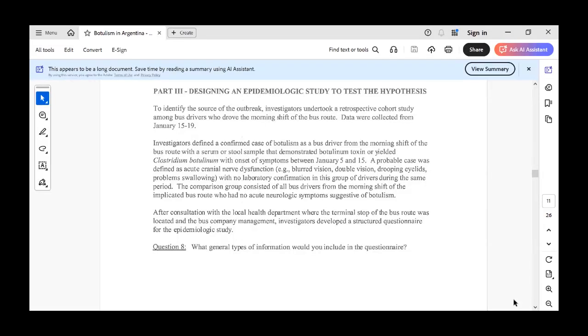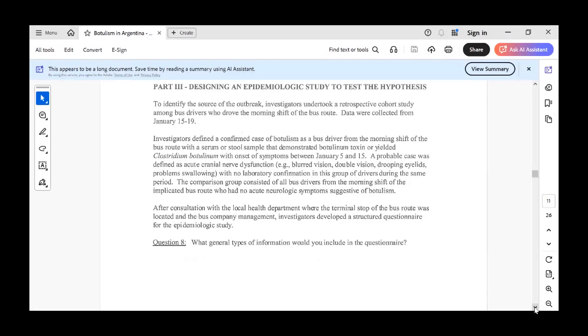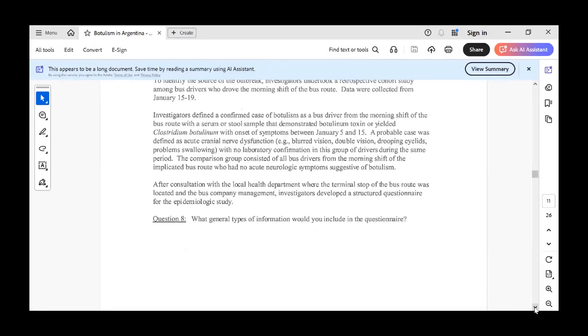After consultation with the local health department, where the terminal stop of the bus route was located, and the bus company management, investigators developed a structured questionnaire for the epidemiologic study. So they have their cohort of bus drivers on the morning shift of the implicated bus route, and they developed a questionnaire. What information would you include in the questionnaire?